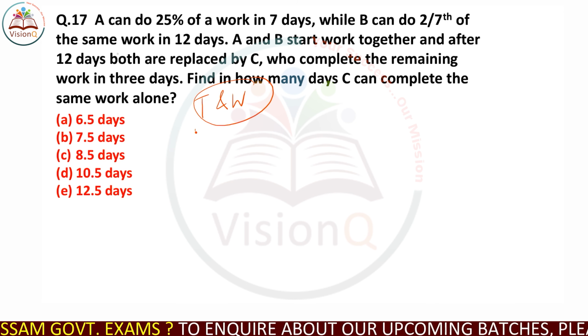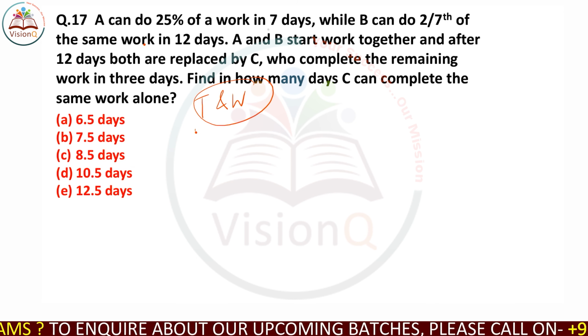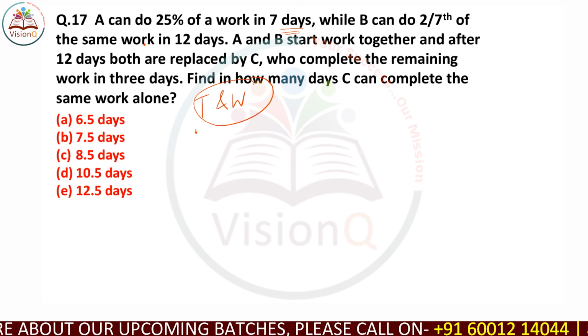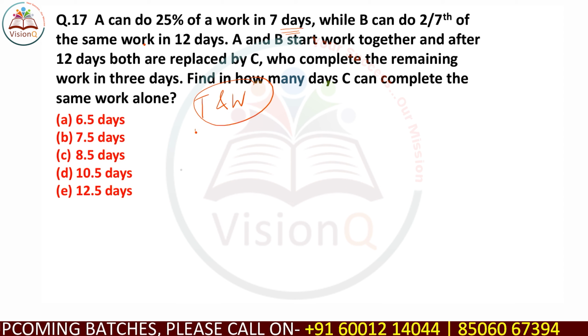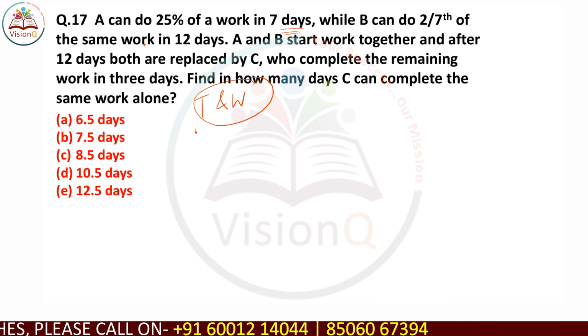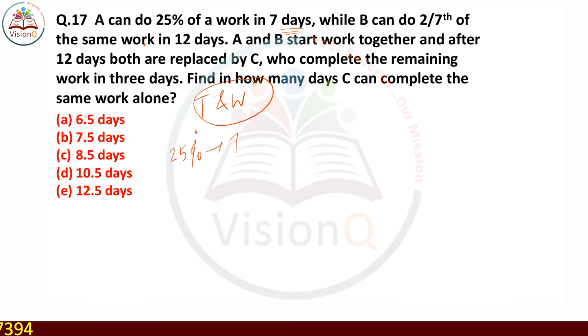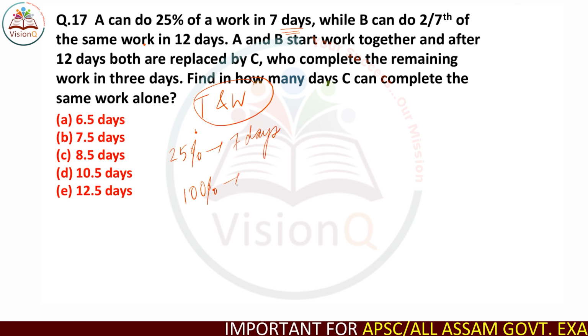So A can do 25% of a work in 7 days. Always I need to find out in how many days A can do 100% of the work, this is the whole work. So if A can do 25% of a work in 7 days, then I need to find out in how many days A can do 100% work.